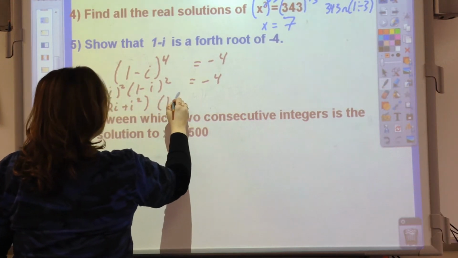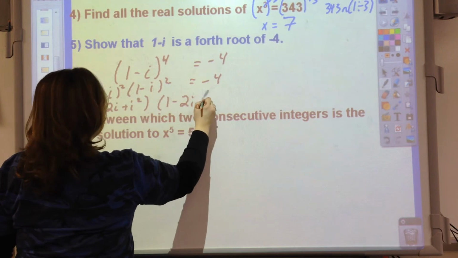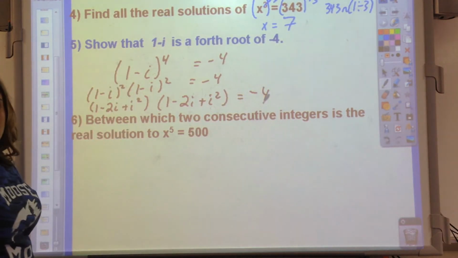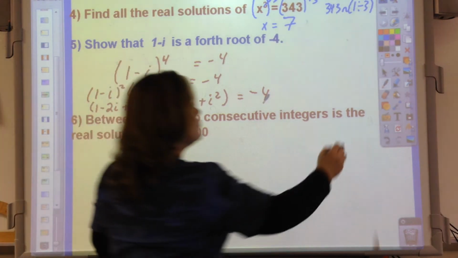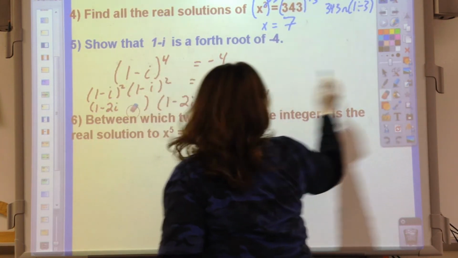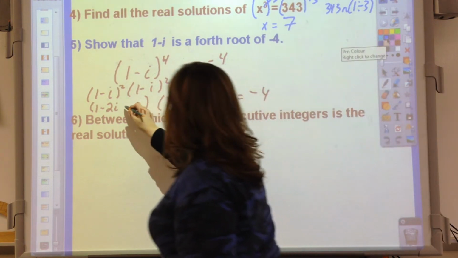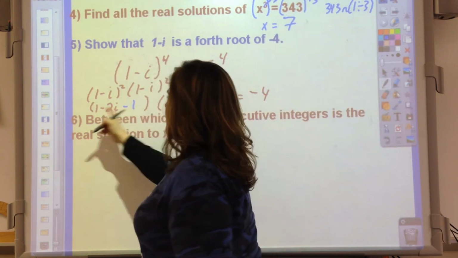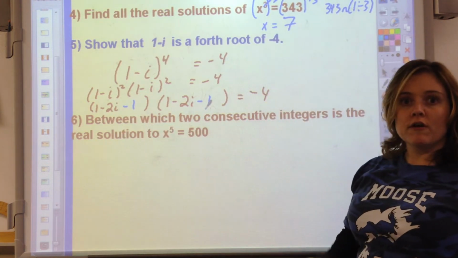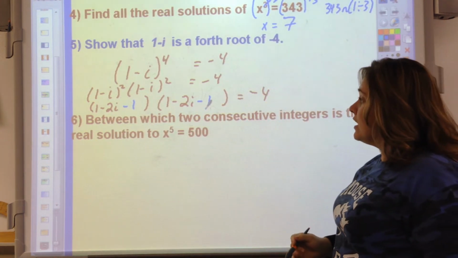1 minus 2i plus i squared. And hey, what is i squared? Wouldn't you agree with me that i squared is just -1? So we'll plug that in. And then when I simplify these, what is 1 minus 1 in both of those factors? It would cancel to 0.